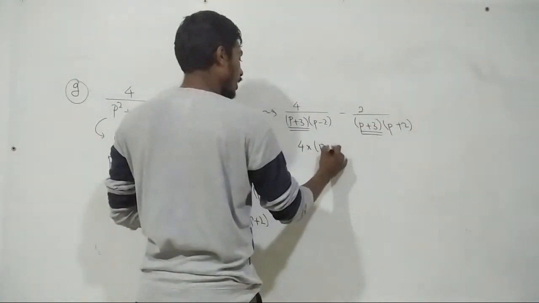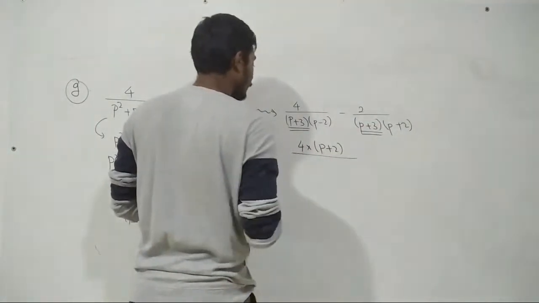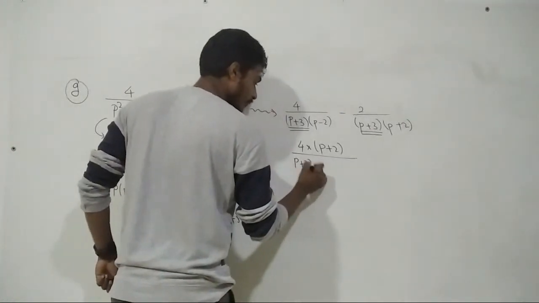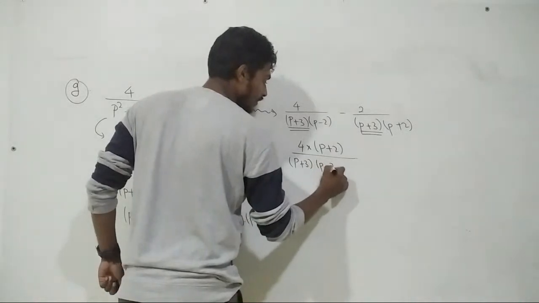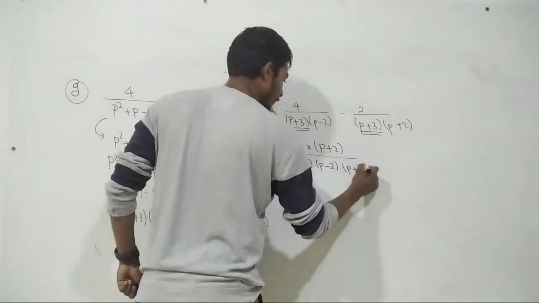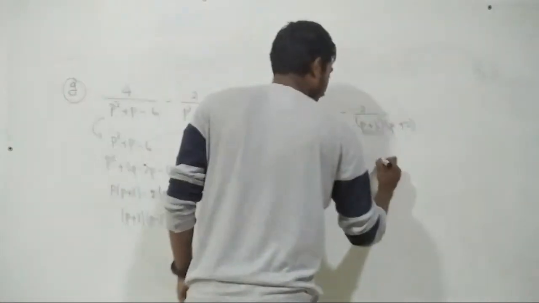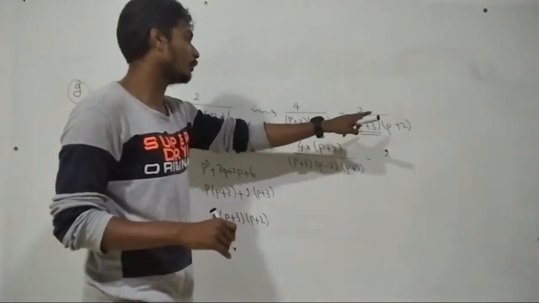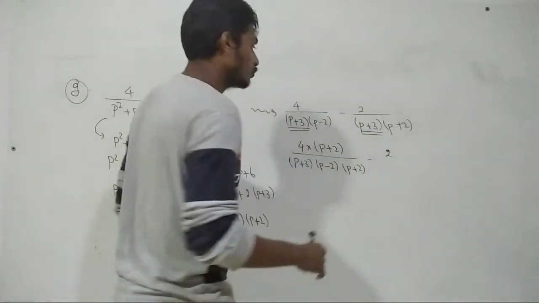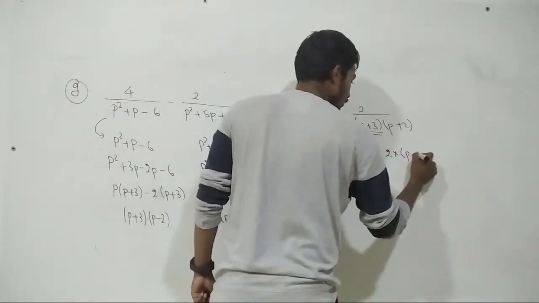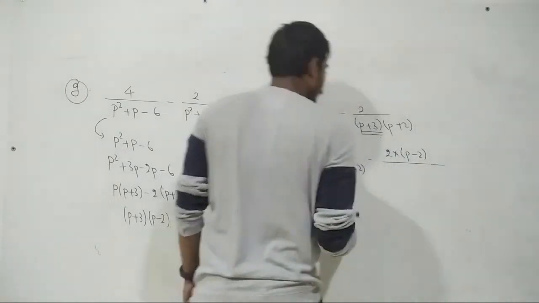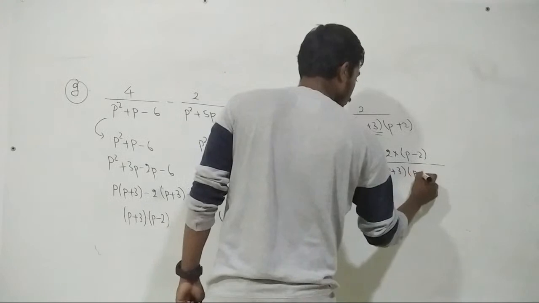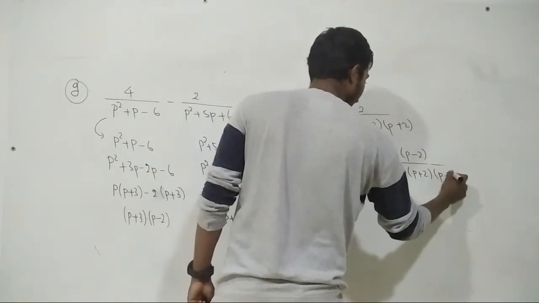So if you do that, you're going to have p plus 2, and at the denominator, you will have p plus 3 into p minus 2 into p plus 2, minus 2 into, so you have p plus 3, you have p plus 2, you need p minus 2, so let's do that. So you're going to have p minus 2. So at the denominator you will have p plus 3, p plus 2 into p minus 2.